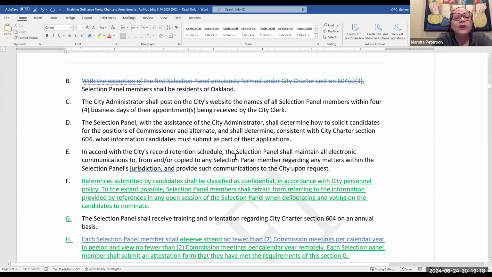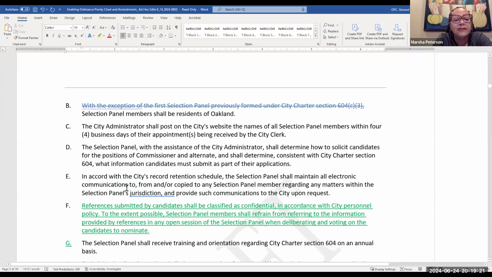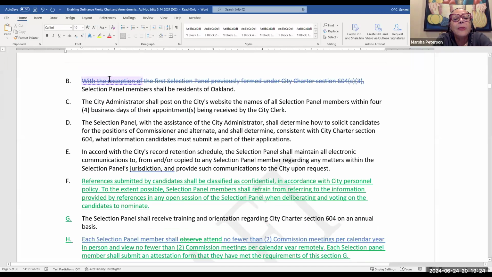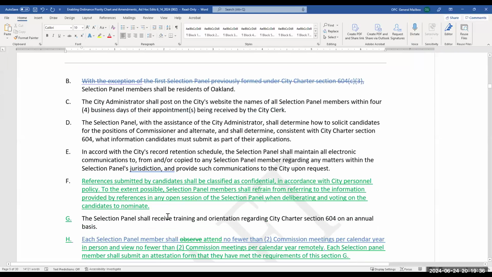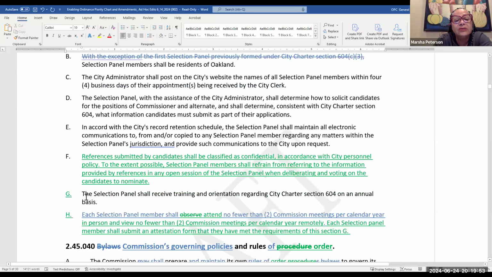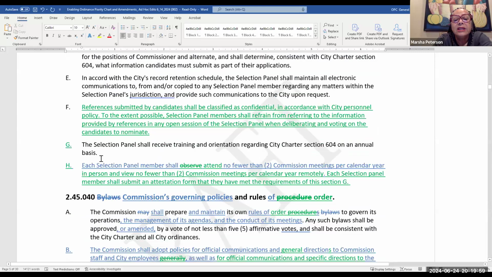Okay, let's keep going. B, C, D, E, F, and G. F was one of our priorities on the priority list, the selection panel issue. And I think we agreed that the language here in F is fine. Yes. And then we added the F, and now we renamed G.